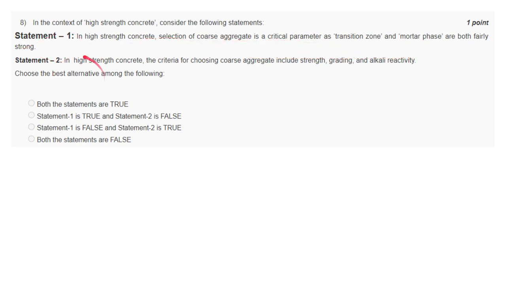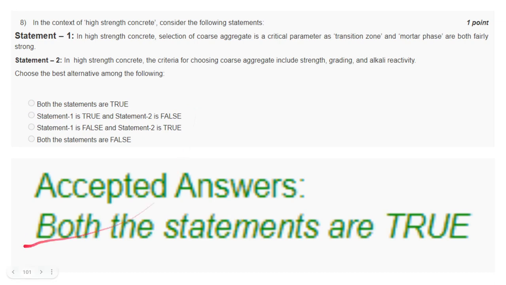So one is true. And as regards to this one, the criteria for choosing, there are basically three criteria, if you remember. One is strength, one is grading, and third is alkali reactivity. So two is also true. So both the statements are true. So basically the first option is the correct one. Both the statements are true.